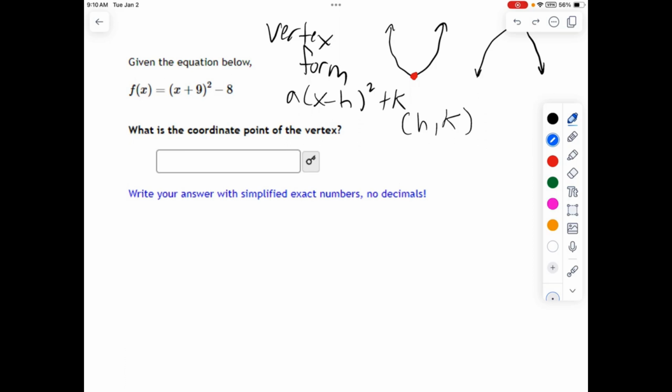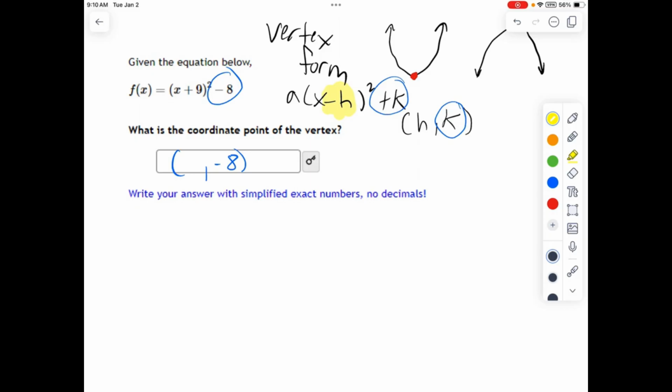So let's look at this. The k is the number on the outside, so negative 8. We know automatically, right then and there, negative 8. Bam. That'll be the y-coordinate of the vertex. Now let's look at the x-coordinate, the first part of that coordinate point. This is where it gets a little, I hesitate to use the word tricky, but a little tricky. In vertex form, we see not plus h, but minus h.